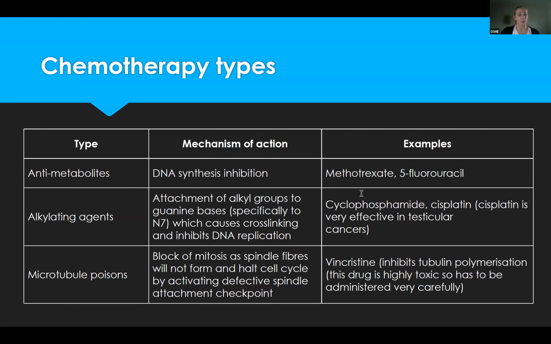And the last main class is microtubule poisons, which block mitosis because of inhibiting some of the microtubular function, which therefore blocks formation of the mitotic spindle. And in terms of some examples, you can definitely read it yourself, but you can see that for the alkylating agents, one of the big ones is cisplatin. It's very effective for not only testicular cancers, but it's quite commonly used for a variety of cancers as well. So that one's quite useful to remember.